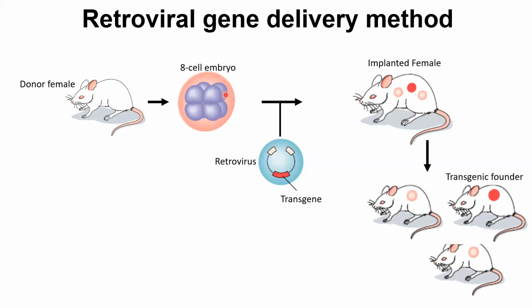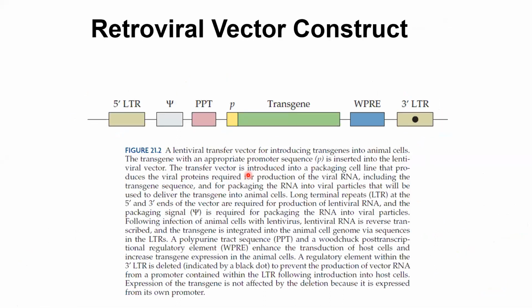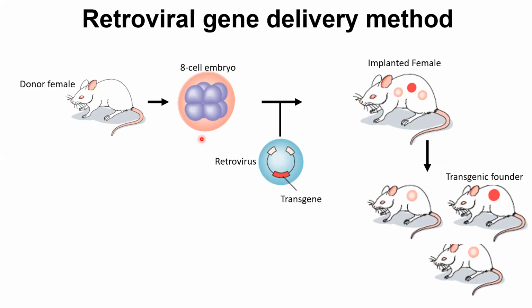We have a transgene already. A retrovirus is already prepared. We already prepared it using this sequence. So it's like a virus like this, but it has our sequence in the form of RNA, genetic material. We have prepared it and we infect this 8 cell embryo with the retrovirus containing the transgene, and then the embryo is implanted into the female, and we wait for the progeny to be produced.